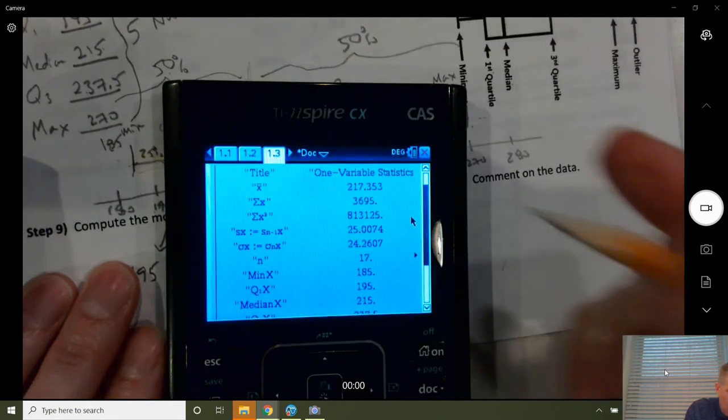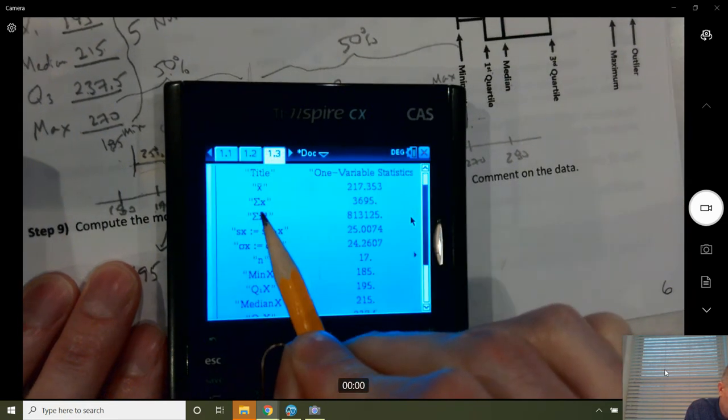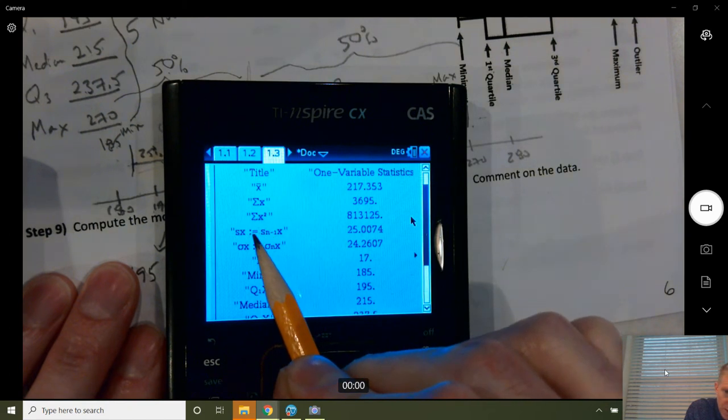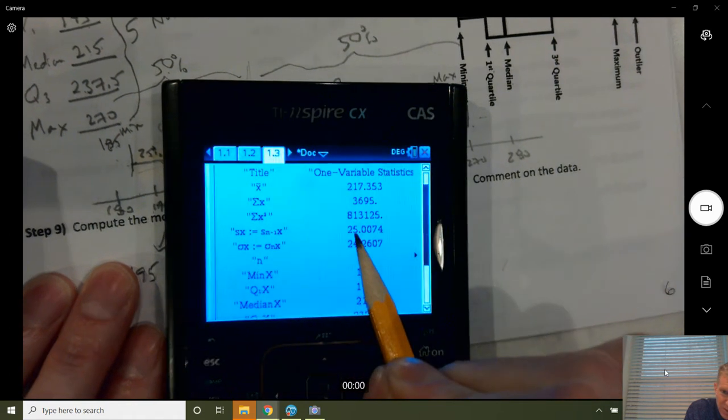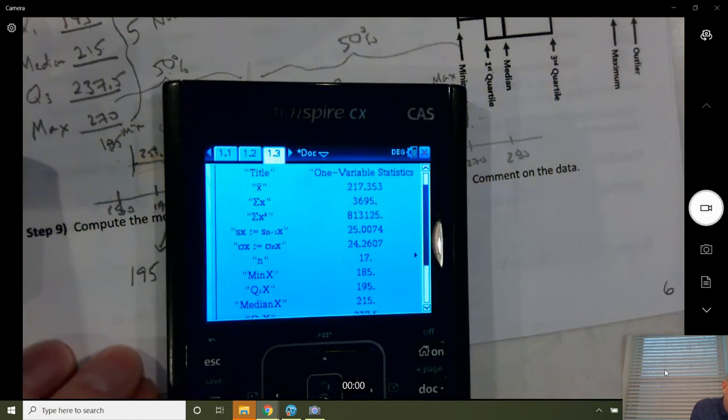Okay. So that's going to be this one. You've got the mean up there. These sigmas, don't worry about those. The Sx right there is your standard deviation. And then down below there, n is 17. There were 17 players, 17 weights. And then here's your 5-number summary.